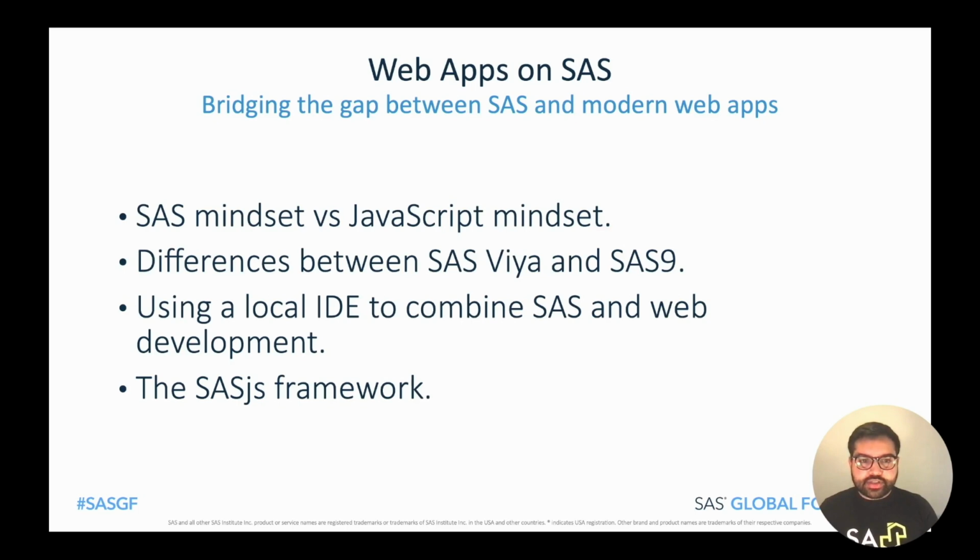Another key challenge was the differences between different server types, so SAS Viya and SAS 9. So, if you were building an app that was meant to work across server types, you'd find yourself writing code to iron out the differences between the servers.